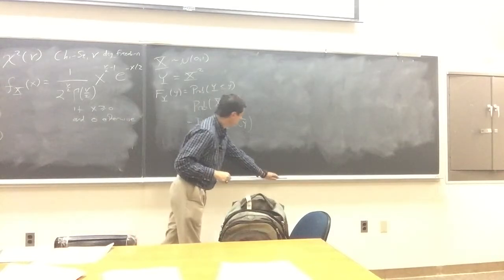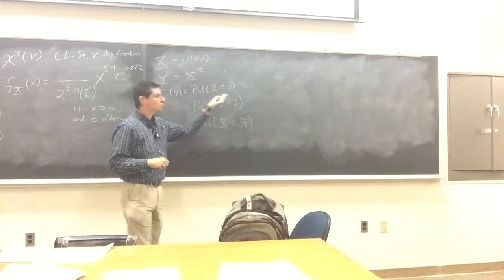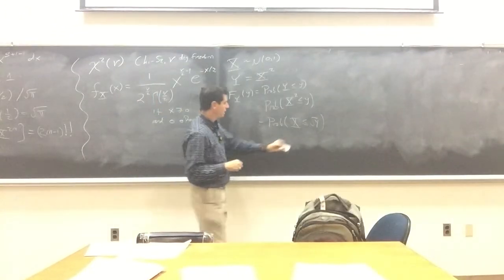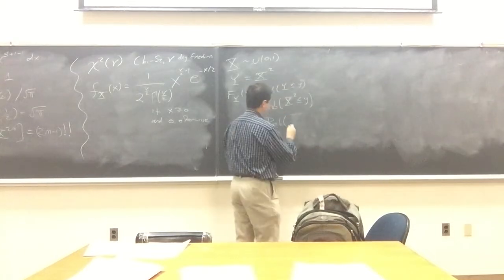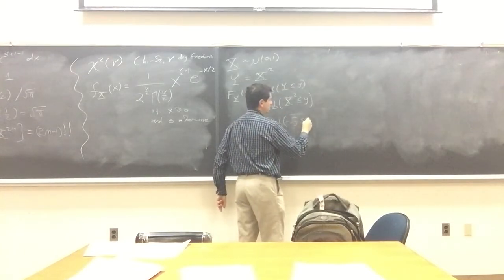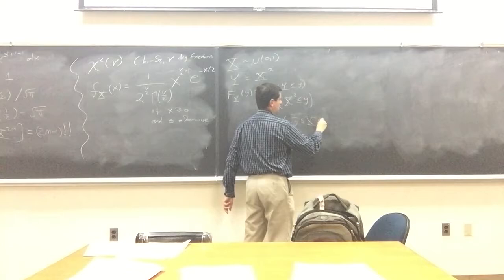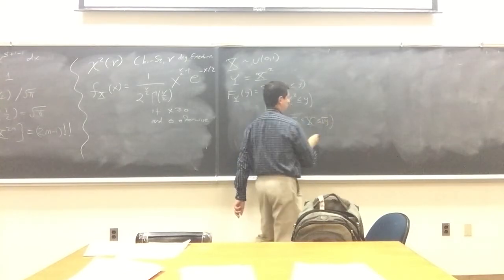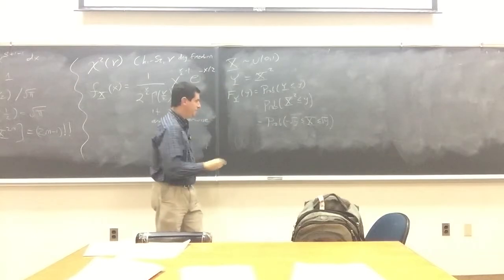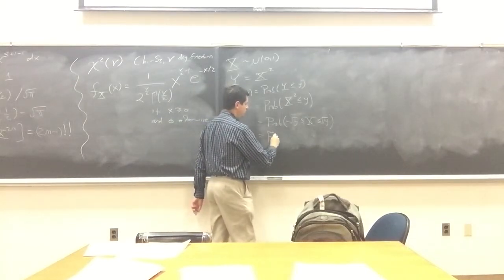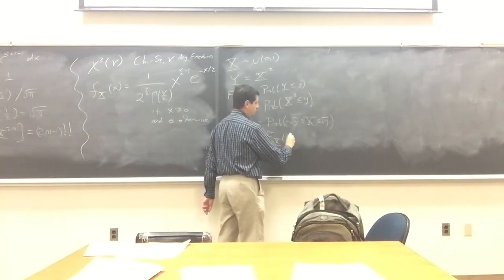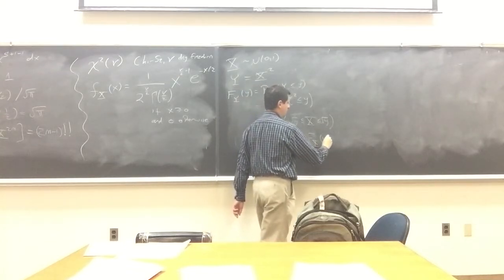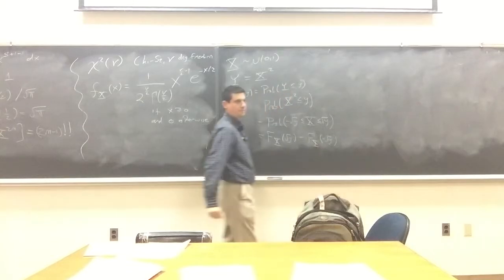Okay. The mistake here is that x squared is at most y, but x could be positive or negative. So we have to be a little bit more careful and say negative root y less than or equal to x less than or equal to square root of y. And this is equal to the cumulative distribution function of x evaluated at the square root of y minus the cumulative distribution function of x evaluated at negative square root of y.